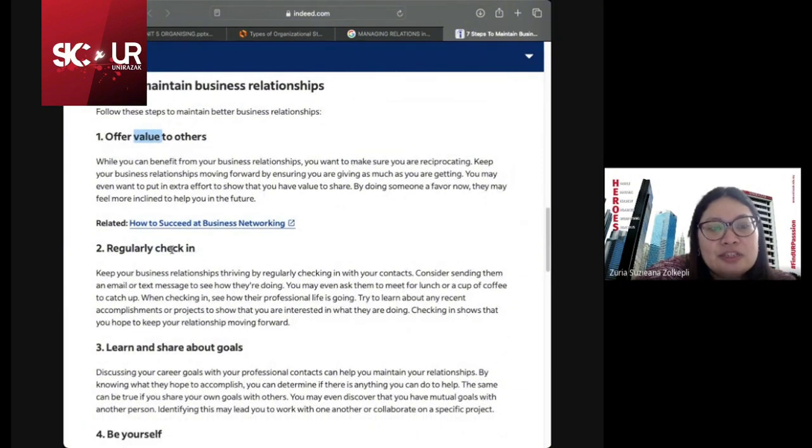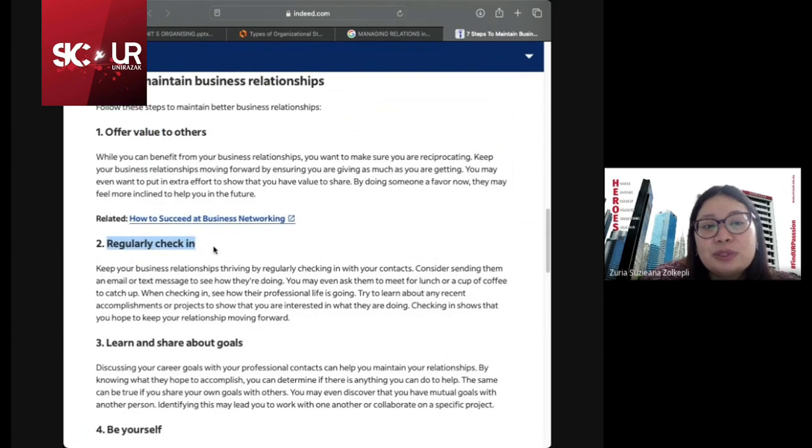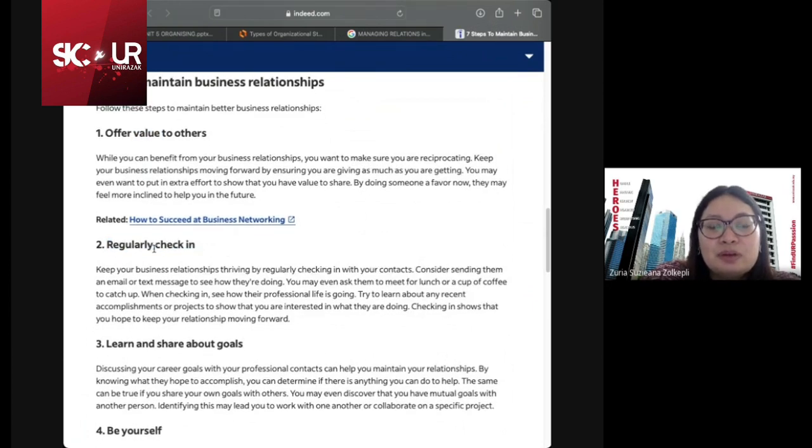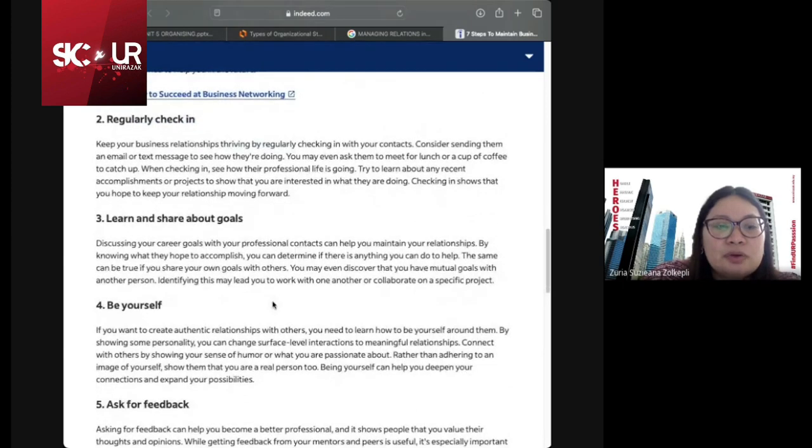And then regularly checking in. This applies to your employees as well. Like I've mentioned to you, ask for feedback from them. Regularly check in. Ask your customers as well what makes them loyal. You can give them rewards and so on. That's why we have all those marketing strategies, to maintain business relationships. And for your suppliers, or anyone, you can ask to meet for lunch or a cup of coffee to catch up, and then learn and share about goals.